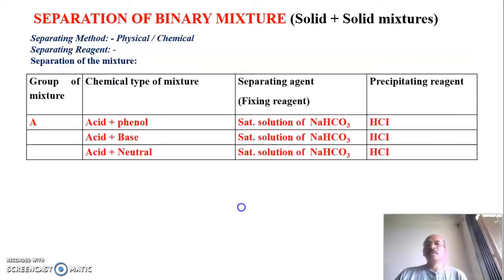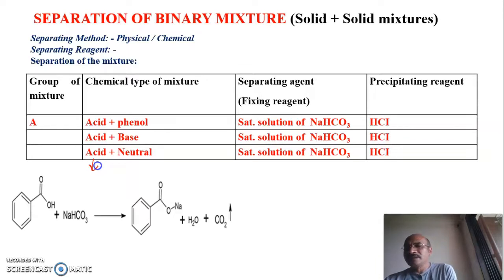Okay, so first we will focus on A type of mixture. In this video, A type of mixture I will explain in 14-15 minutes. Acid is first component, and second component is phenol, maybe base or maybe neutral, and sodium bicarbonate will be the separating reagent and precipitating reagent will be HCl. Now while going through this presentation, you will understand why it is called a separating reagent, sodium bicarbonate, and why hydrochloric acid is called a precipitating reagent. Okay, we will see a little chemistry behind these reagents and why it is called a chemical method of separation.